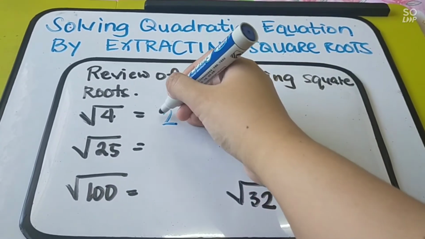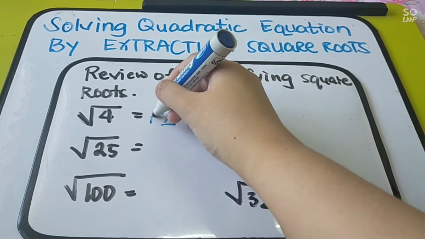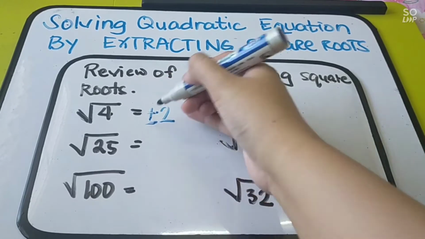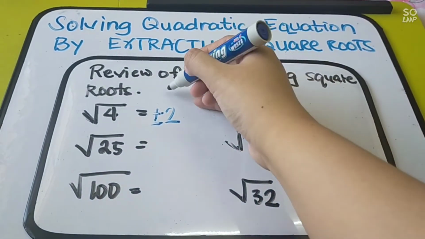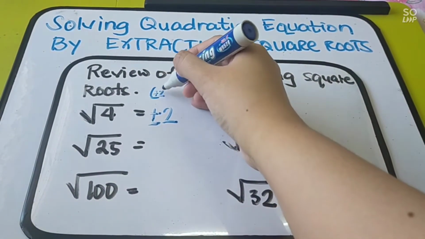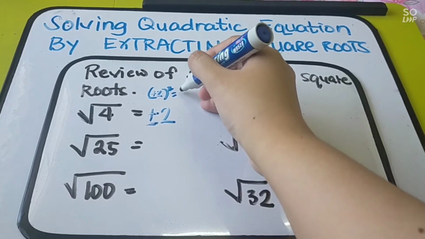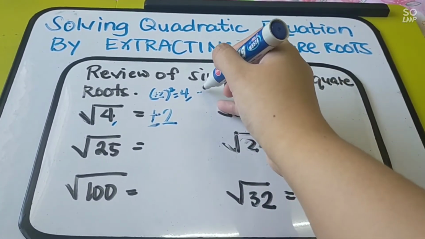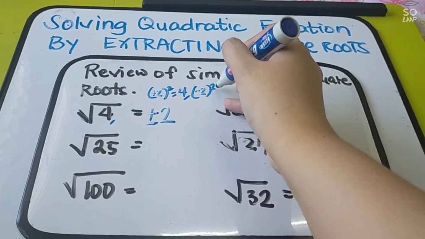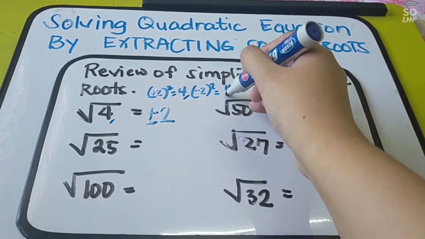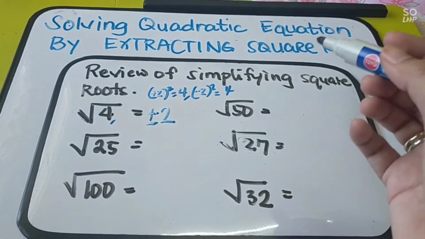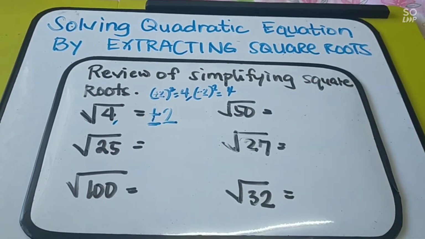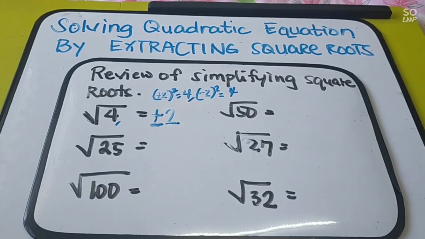So, yun lang yan. So, pwede ditong positive, and then, also negative. Why positive and negative? If you have a positive 2, then you are going to square it, the answer is positive 4. So, we have correct. If you have negative 2 and you are going to square it, the answer is also a positive 4. Correct. So, therefore, the square root of a number should be a positive and a negative.